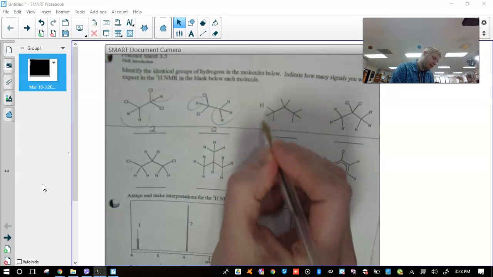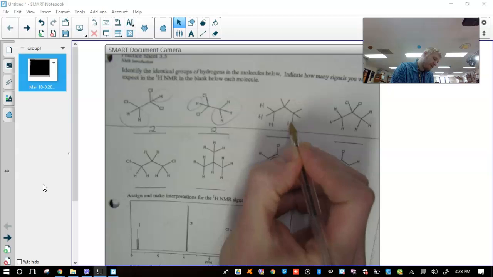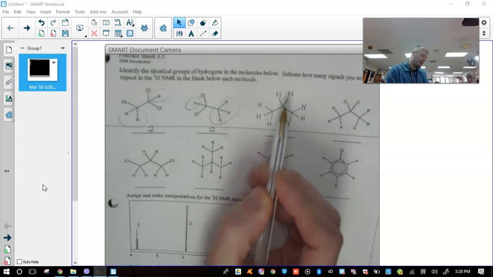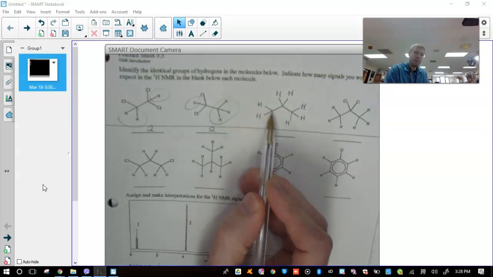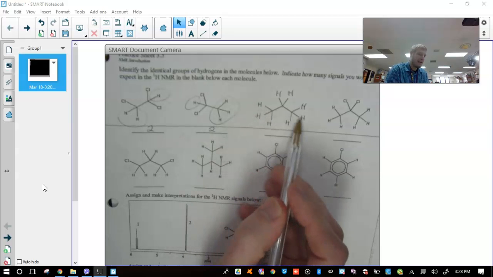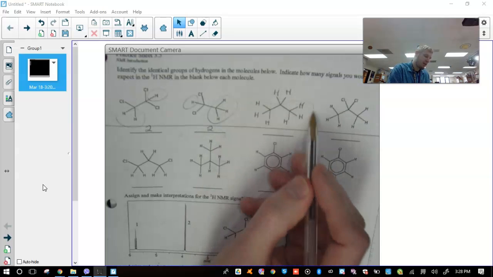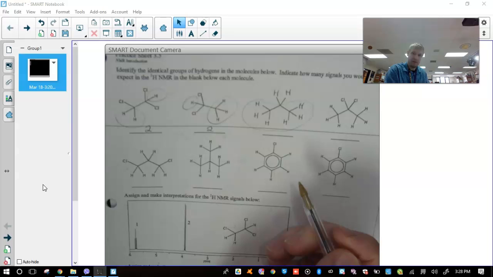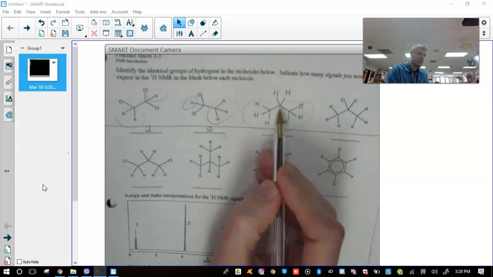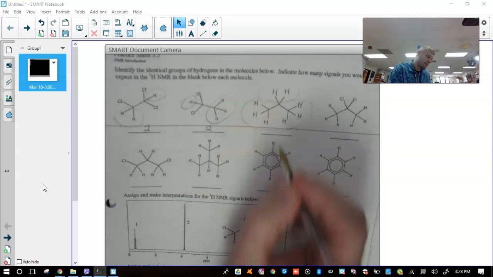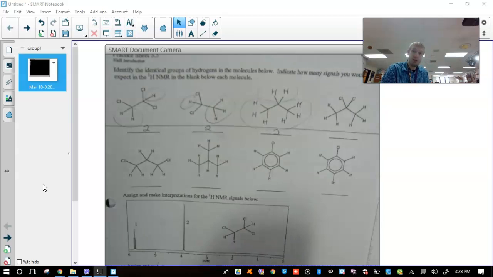Let's fill this one out. Now this hydrogen is connected to a carbon that's connected to three hydrogens, and same with all of these hydrogens. So these are all the same because of symmetry, but then these hydrogens are connected to a carbon that's connected to just two hydrogens. So these are a different type. So again, we're going to have just two peaks.